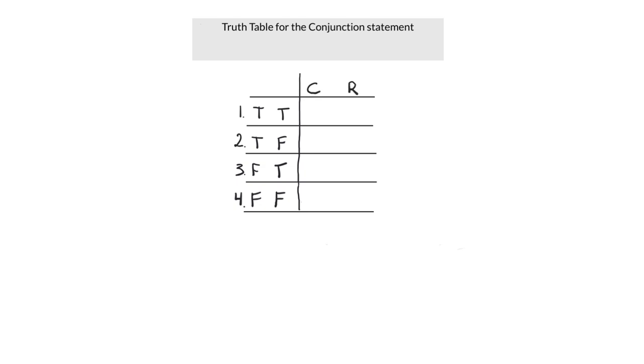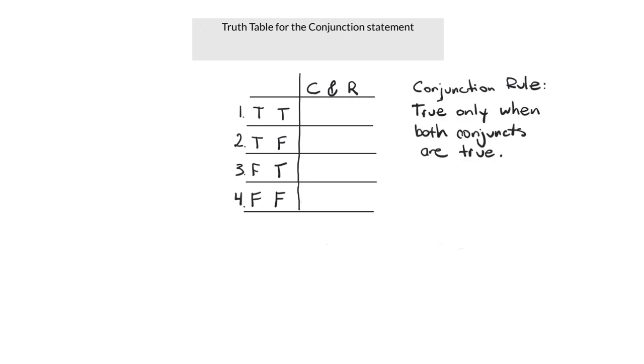So our conjunction, which uses the ampersand as the logical operator, the logical connective connecting the two statements, says it's cold and it's raining. Now, the semantic meaning of the ampersand is the and, which is going to make sense here with our conjunction rule. Our conjunction rule says that a conjunction is true only when both conjuncts, both sides, are true.